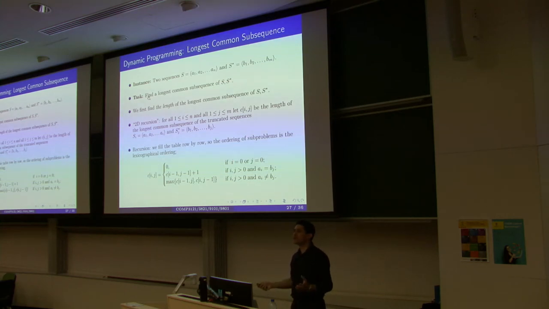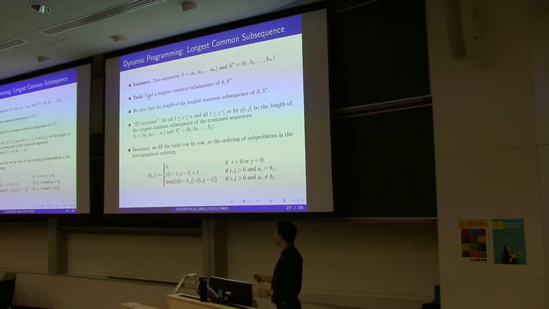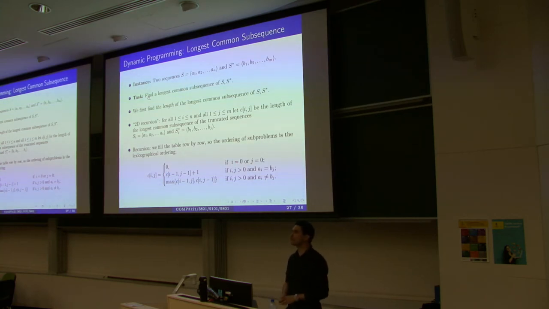And that makes sense, right? Because if one of the strings is empty or null, then you cannot have a subsequence of length 1 or more. So the solution will be 0 if i is equal to 0 or j is equal to 0. In other words, if either of the two strings is null, then we cannot have a common subsequence of length greater than 0.